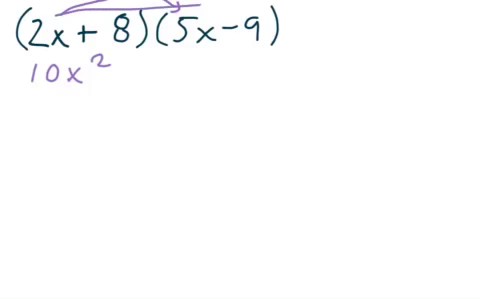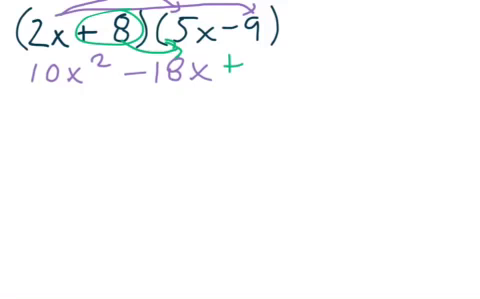We're going to do 2x times the minus 9 and get minus 18x. Okay, so again, just like the last one, notice that that plus 8 right here hasn't been used yet. And now we're going to distribute the 8. So when I do 8 times 5x right there, I get 40x. And 8 times the minus 9 is minus 72.